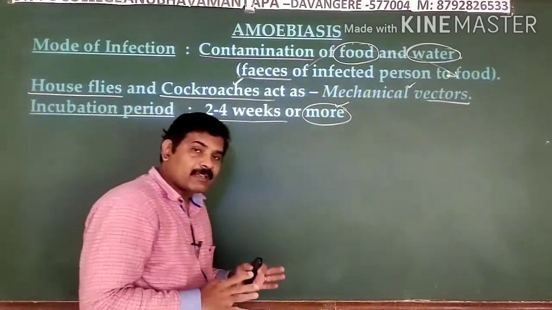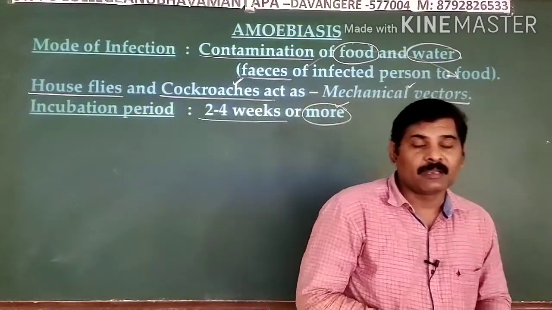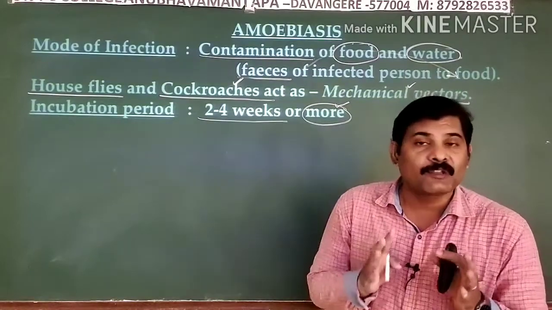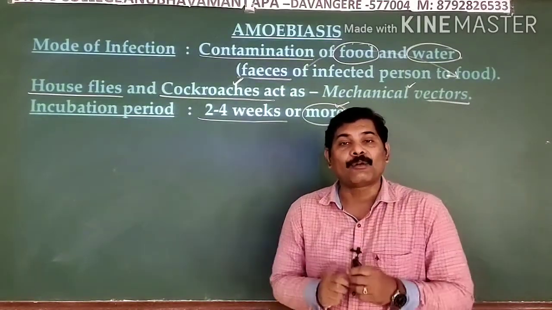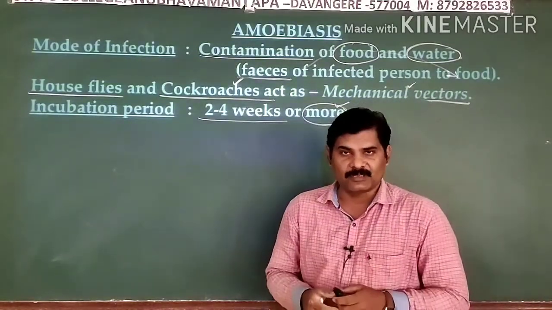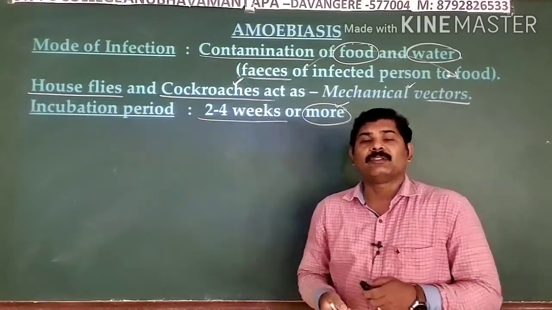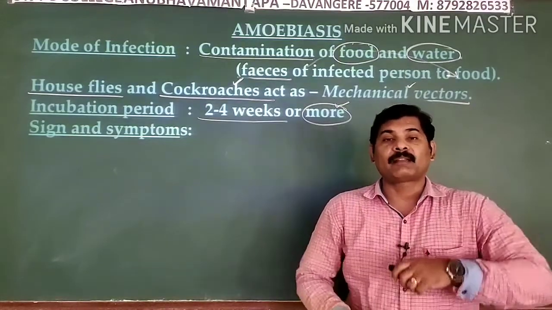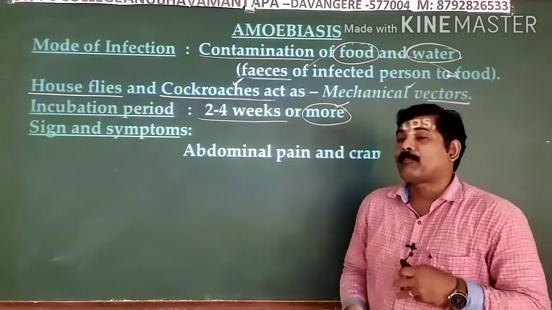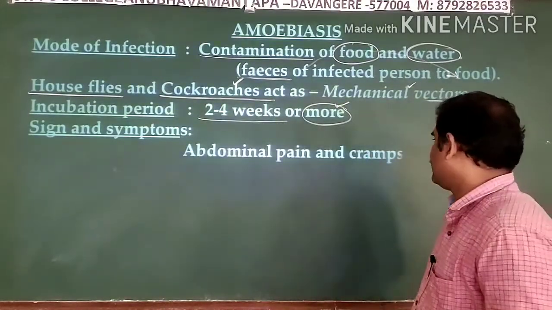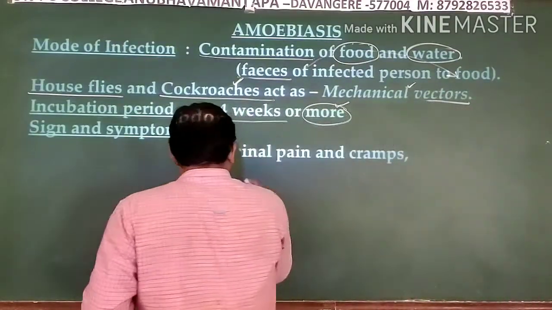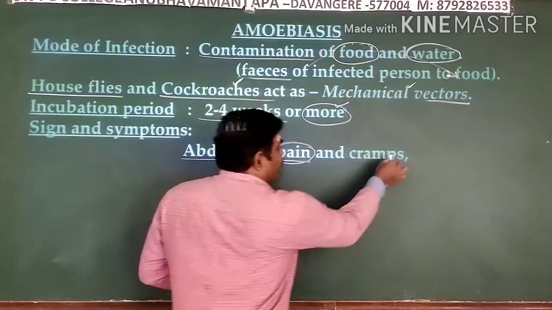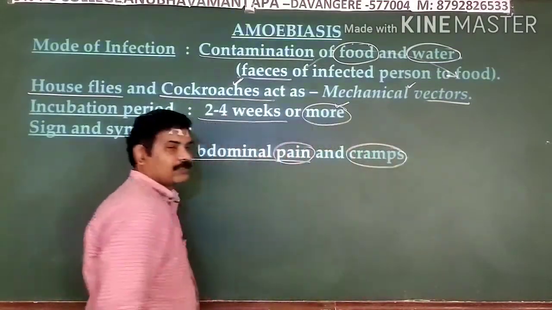Right. Once it completes the incubation period, it results in the manifestation of the disease, during which you can see certain symptoms and characteristic features. Then what are the characteristic features or symptoms of the disease? Let us see now. The person will get abdominal pain, and cramps can be experienced. The person who is suffering will have abdominal pain as well as cramps.